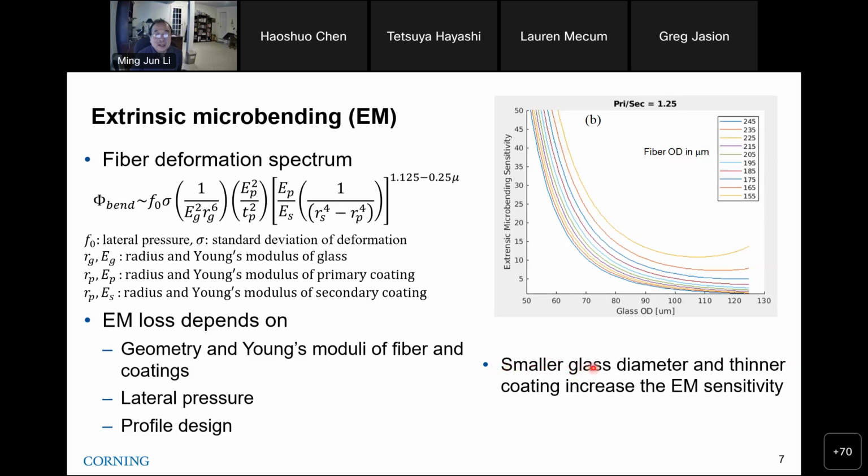So again, we see the advantage of keeping the glass diameter as a standard, not reduced to 80 micron, because the glass diameter is very important for microbending performance. And again, you can improve the Young's modulus and the geometry of the fiber coating material. Also, most important for extrinsic microbending, you reduce the external pressure or force applied to the fiber. For example, you can have a better design of the cable. And you can also use different profile designs, such as a trench assisted profile design, to improve the extrinsic microbending performance.